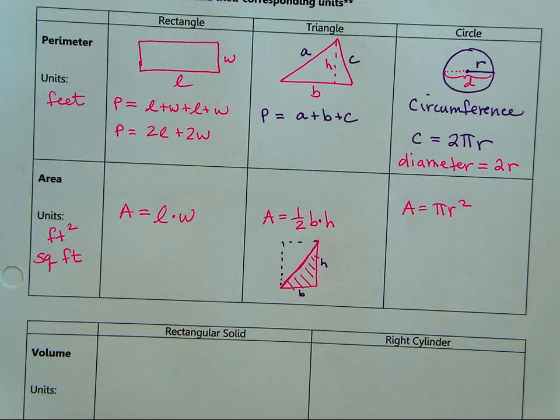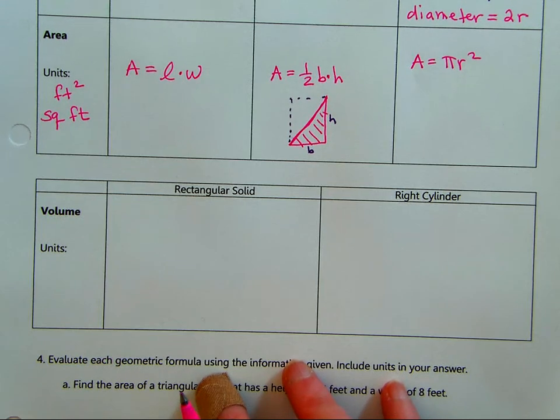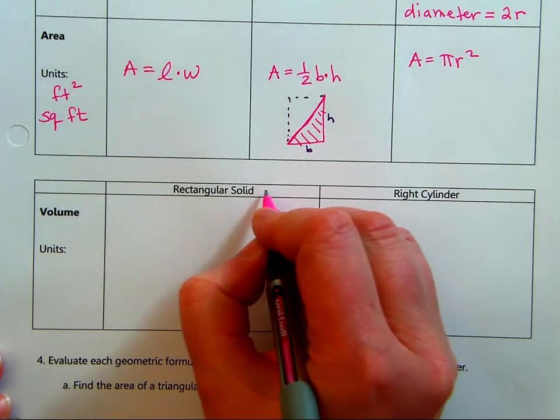That gives us the square units, because if we have 2 feet times 3 feet, that's 6 square feet. So that's perimeter, then area. We have 2 shapes we need to do volume for. We need to remember the rectangular solid, which I like to call a box.